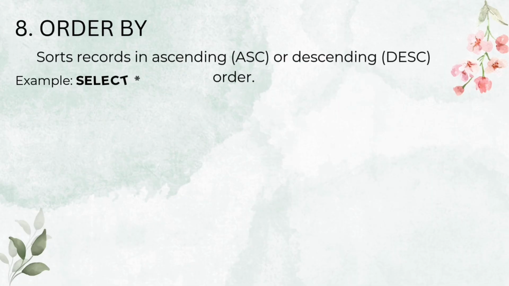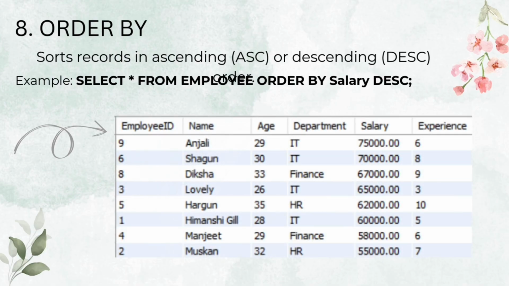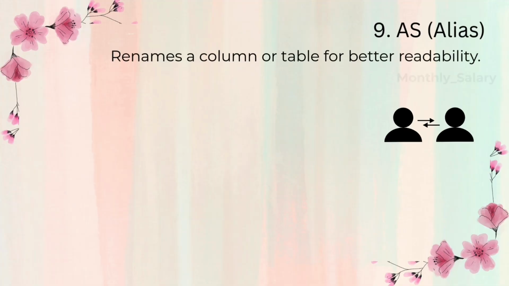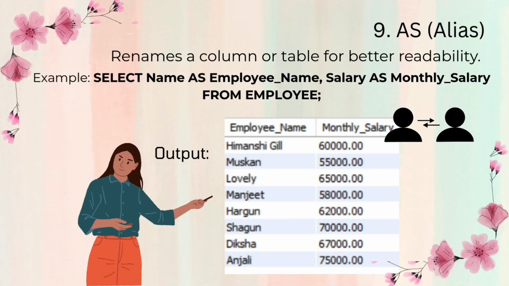Next one, the as command, which is used to rename a column or table for better readability. In this example, we are selecting name and renaming it as employee name and selecting salary and renaming it as monthly salary. In the output table, we can see 2 attributes named as we wanted.